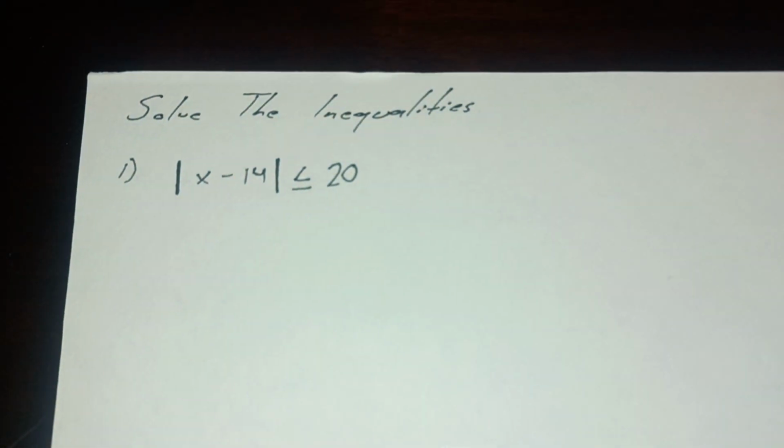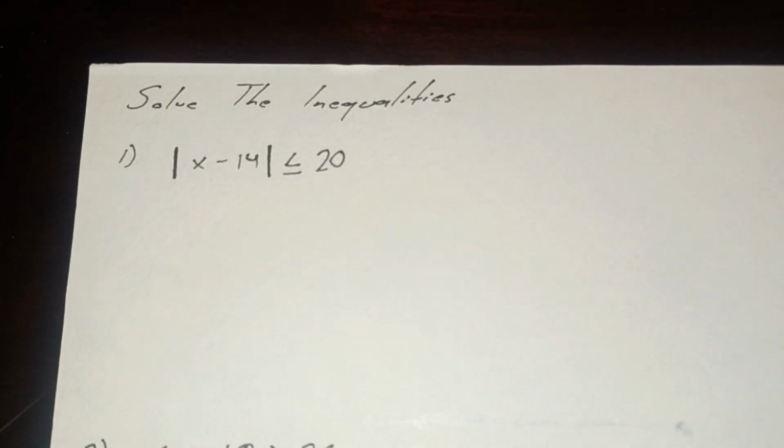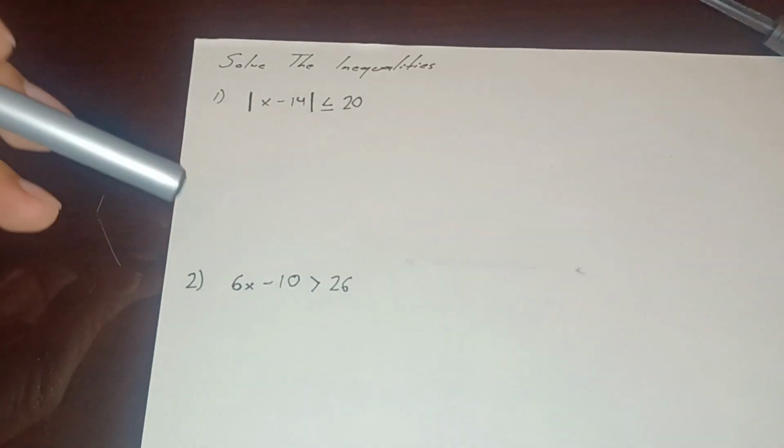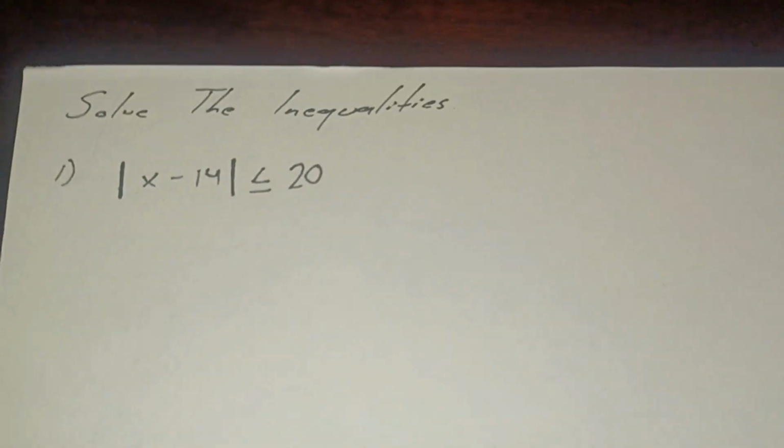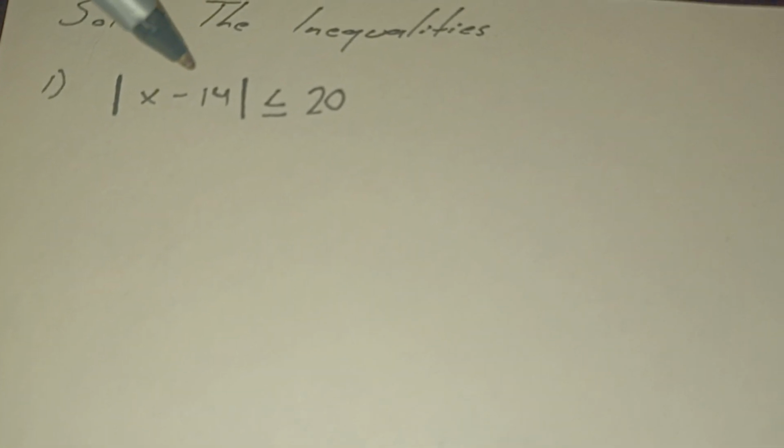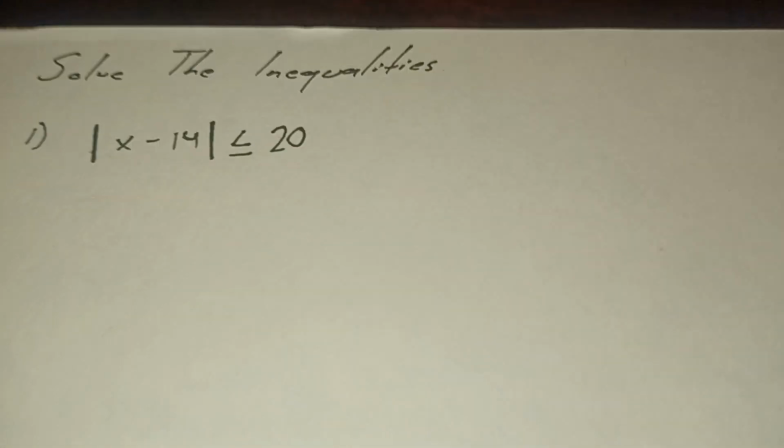Okay, so today we are going to solve the inequalities. We have three absolute value inequalities and one regular inequality, and we're going to solve for them. So let's start with number one. The absolute value of x minus 14 is less than or equal to 20.